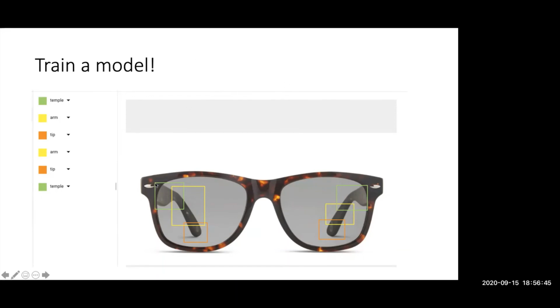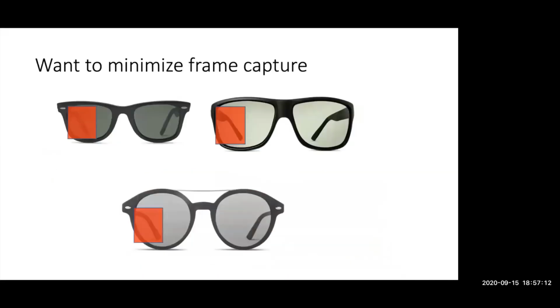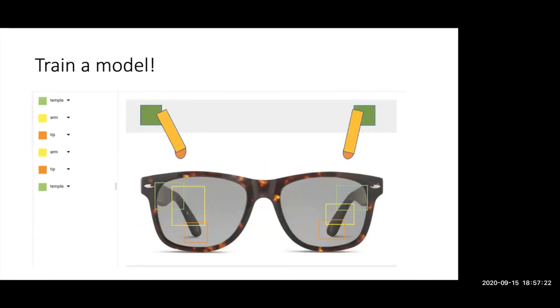Remember, when I'm training that model on Google, I have to draw a box. And when I was drawing just one box, I ended up ticking the frame on the outside. And when you tick the frame, you get the in-painting, which does weird things. So what I found is if I drew 3 boxes, a box around the temple bit, a box around the arm, and then a box around the tip, I did this for a bunch of sunglasses that I found on the internet. And I want to minimize that frame capture because when I do this, the in-painting goes really sideways and it doesn't look good. So when I did this, this worked really, really well.